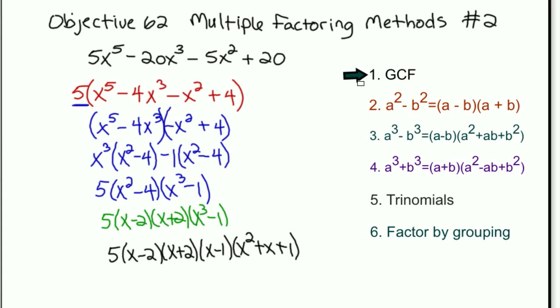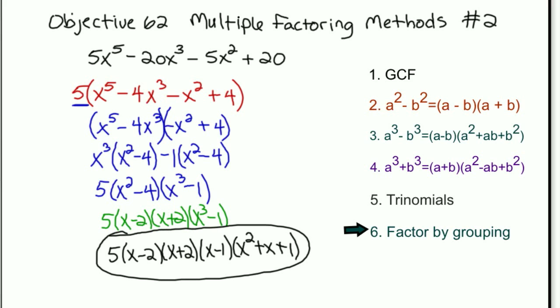Now we start again. Do I have a greatest common factor? The answer is no. I don't have a difference of squares or the difference of cubes or the sum of cubes. I do have a trinomial here, but that trinomial came from using the difference of cubes formula, so that's going to be a prime trinomial. Then I'll look for a factor by grouping. Well, that's going to take 4 or more terms, which I do not have. I've completed my list, so this is the final factorization for our problem.